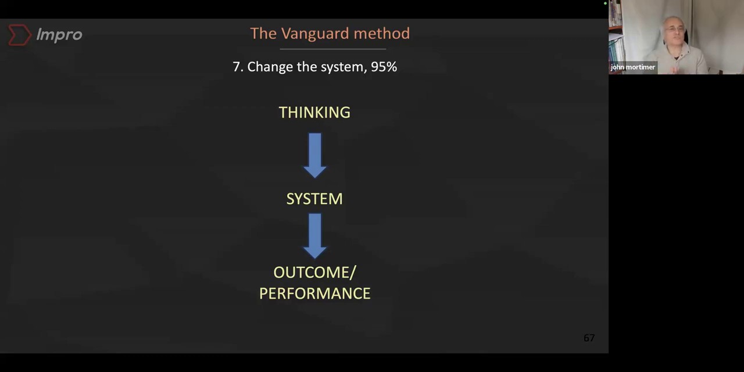Again, the definition of the system is not a physical definition. It's a more holistic definition of the organization, its context, and all the things that happen within the organization, especially relating to people and how they interact with each other.